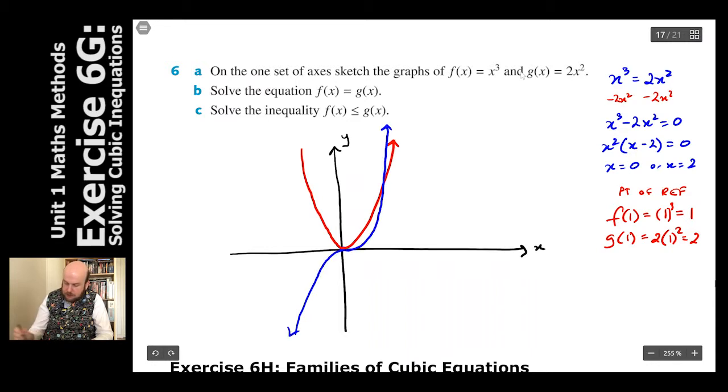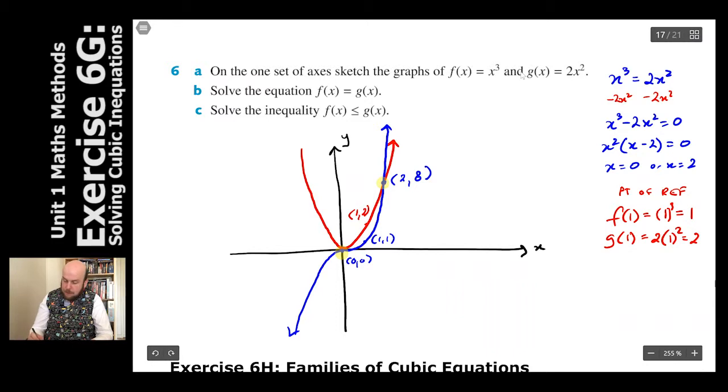So I'm going to call that point of intersection, that's going to be at x equals 2, and that will be 8. How did I get that? I just substituted 2 into the x cubed here, which is the same as substituting the 2 into 2x squared. 0, 0. That would be 1, 2, 1. There we go. So the question now is saying solve the equation when f of x is equal to g of x. Well, we've done that.